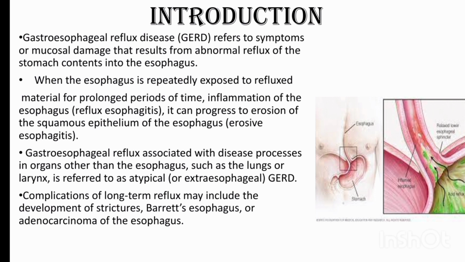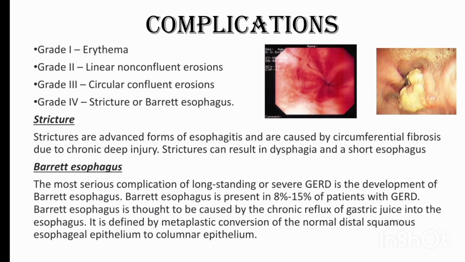It can progress to the erosion of the squamous epithelium of the esophagus, which is also known as erosive esophagitis. GERD is not only associated with the esophagus, but it can also affect other organs such as the lungs, larynx, and heart. It is referred to as atypical, which is also known as extraesophageal reflux disease. Complications of long-term reflux may include the development of strictures, Barrett's esophagus, and adenocarcinoma. Complications are classified into grades 1, 2, 3, and 4. Grade 1 erythema, grade 2 linear non-confluent erosions, grade 3 circular confluent erosions, grade 4 stricture or Barrett esophagus.